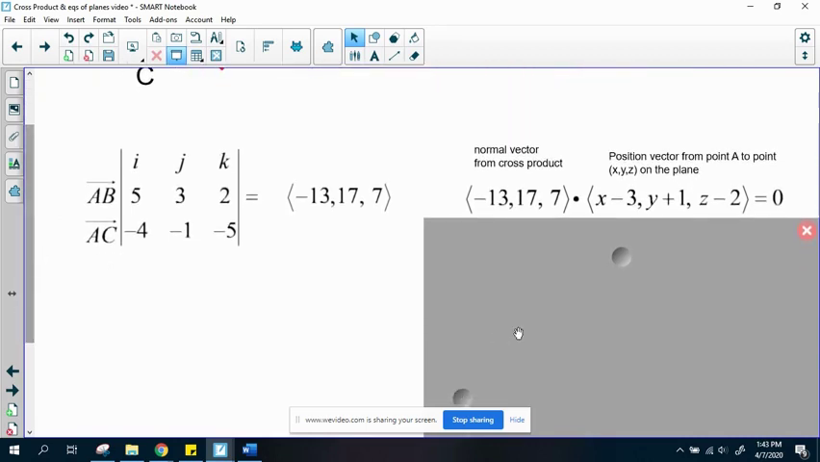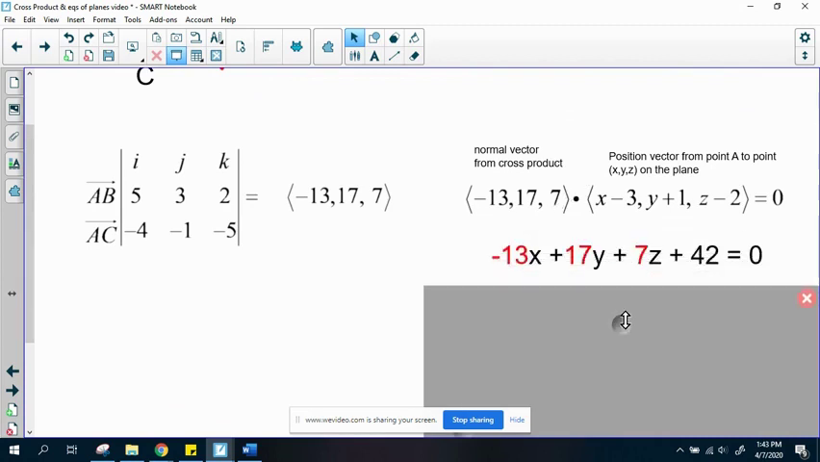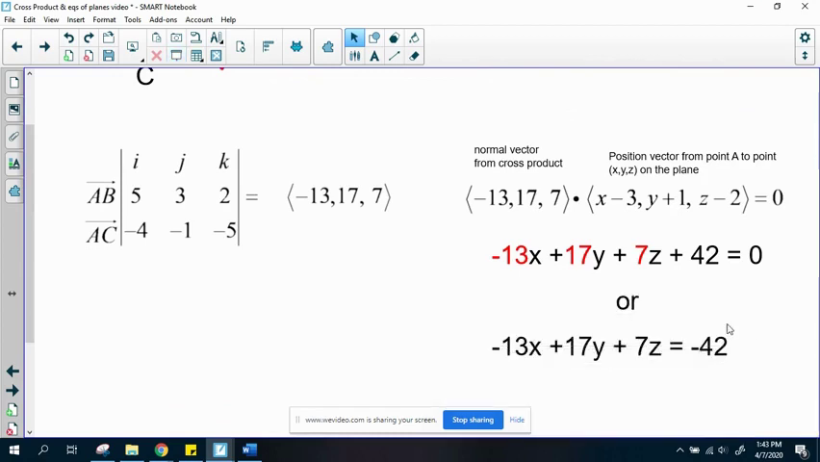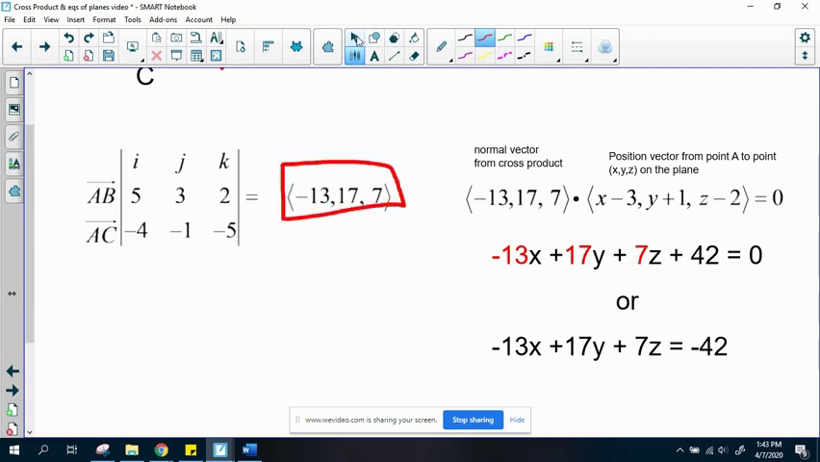Then I'm just going to do algebra: i's times i's, j's times j's, k's times k's, and I get this. I went ahead and combined all the numbers already. It doesn't matter; you can move the number to the other side or leave it there. The biggest thing I wanted to point out is that these coefficients are actually the coefficients from the normal vector.